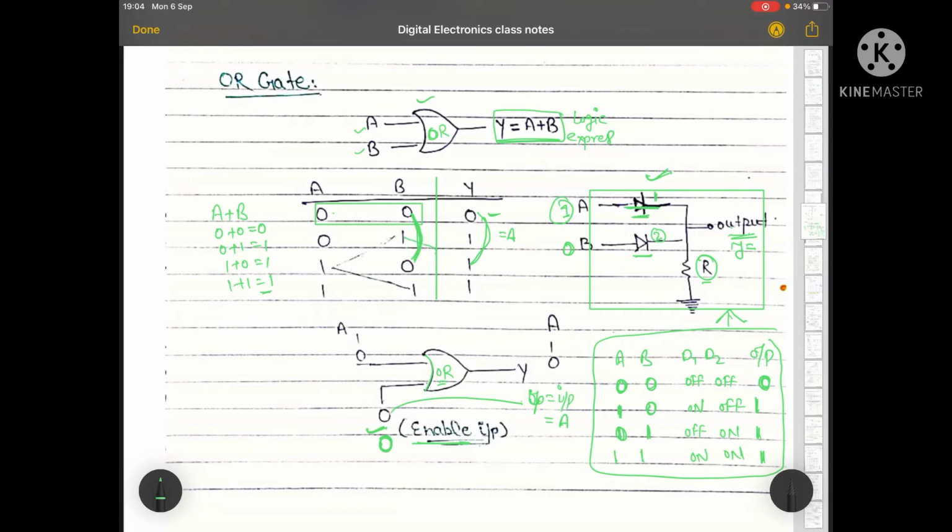But if our control is 1, this is our control, enable input, or you can call it control. If our control is 1, our output is 1 irrespective of our input, our output is always 1. If our control is 1, then our output will become 1. It doesn't depend upon our input. But if our control is 0, our output will become A. It means our output depends on our input.